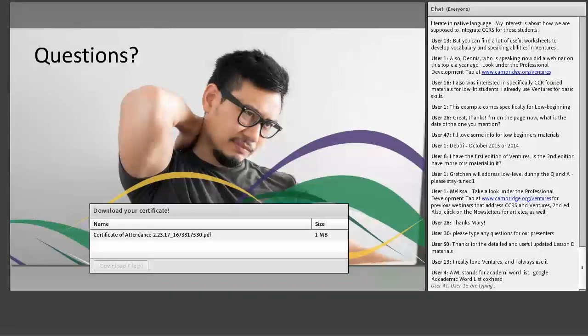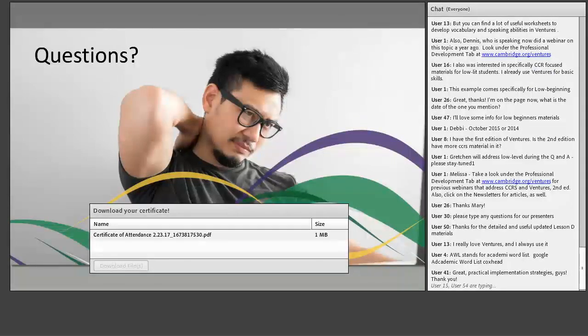Okay, we have one more question here, and then we'll do one last activity. Someone has asked if you could use these worksheets even if you're not using Ventures. And yes, you can. All of the worksheets are available free online. The first page of the worksheets is the reading and then the comprehension questions and has the vocabulary. And those can be used on their own without using the Ventures Student's Book.